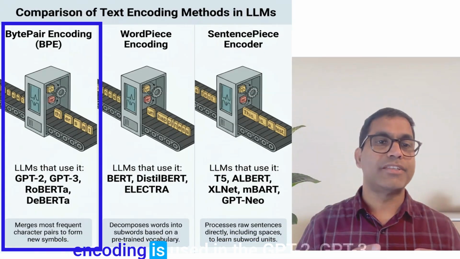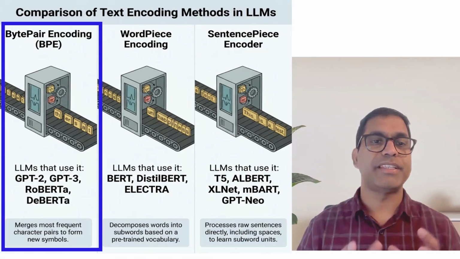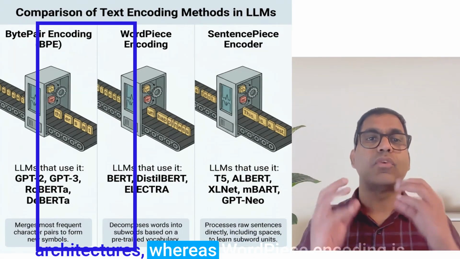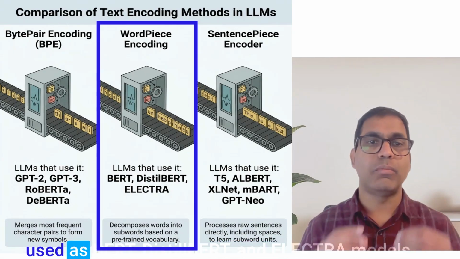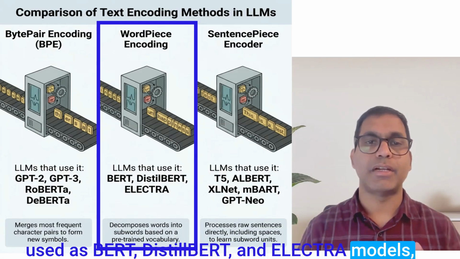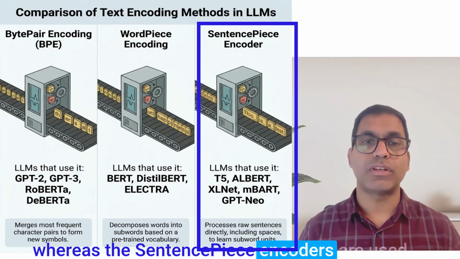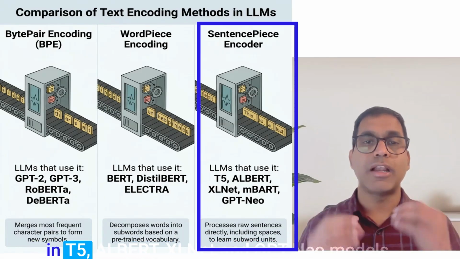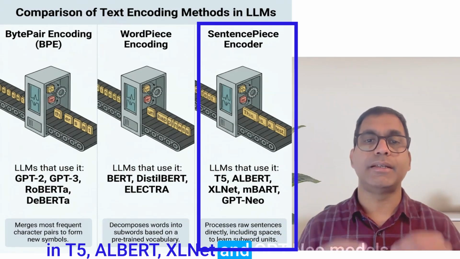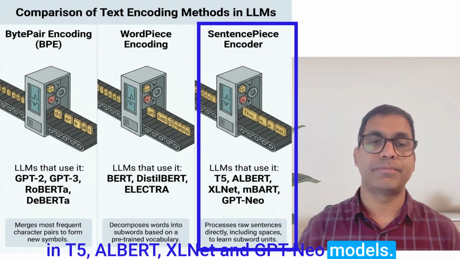Byte pair encoding is used in the GPT-2 and GPT-3 architectures, whereas word piece encoding is used in BERT, DistilBERT, and Electra models, whereas sentence piece encoders are used in T5, ALBERT, XLNet, and GPT-Neo models.